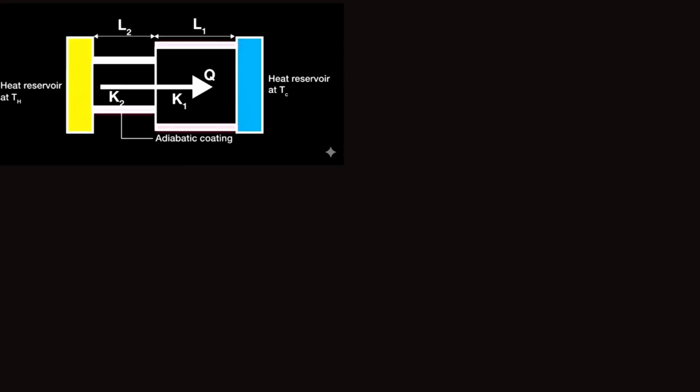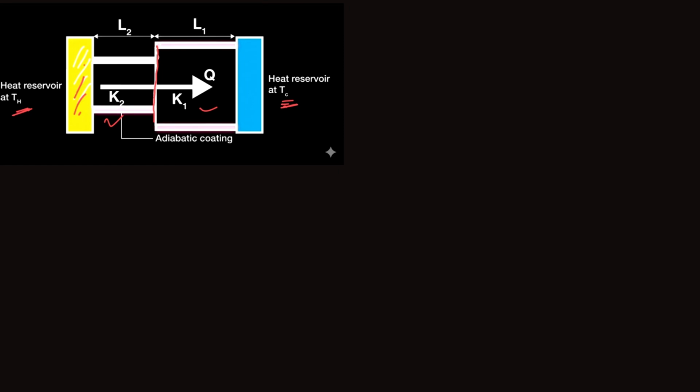So based on this, let me solve one numerical. In this numerical, the temperature of this point is given. This point is a reservoir at temperature Th, that is the higher temperature, and the second point is at temperature Tc, that is the heat reservoir at lower temperature. Now this one is connected with a rod whose thermal conductivity is K2, and the second end is connected with a rod of thermal conductivity K1. Now if you see the junction of these two, there will be some temperature, and that temperature will be less than Th and more than Tc.